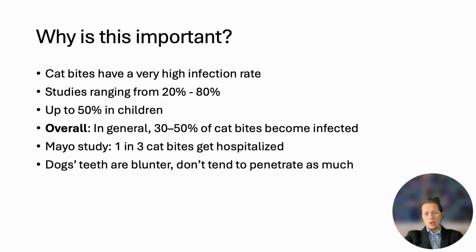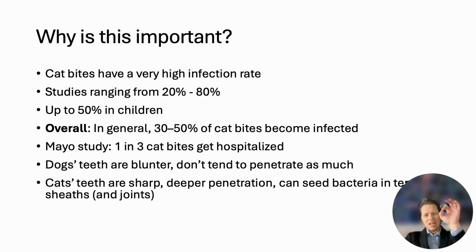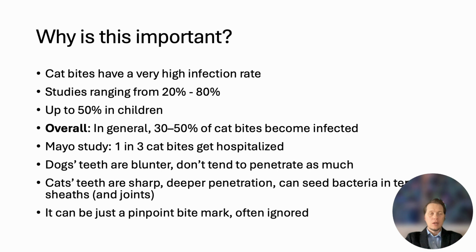When you compare that to a dog's teeth, which is blunter and actually leaves a larger wound but doesn't penetrate as much, that actually does not get infected as highly as cats. You got that real pinpoint deep penetration and can seed bacteria right in the tendon sheath and then the joint if they bite right down on the joint. And since the mark is much smaller, people often ignore it and think it'll get better, and then it just spreads and spreads and spreads. So watch out for the cat bite.